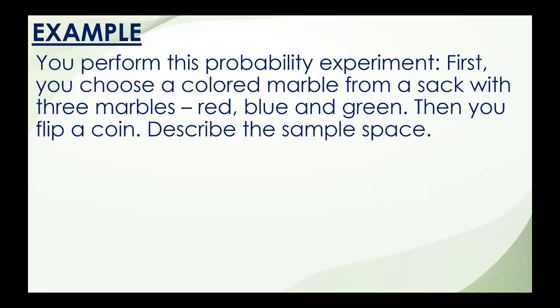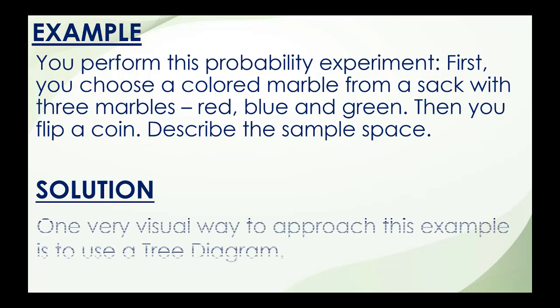Next, we want to look at an example. You perform this probability experiment. First, you choose a colored marble from a sack with 3 marbles, red, blue, and green. Then you flip a coin. Describe the sample space. So we want to try to determine what that sample space looks like. The way we're going to do this is by first creating something that we call a tree diagram, which is a very visual way to approach this type of problem.